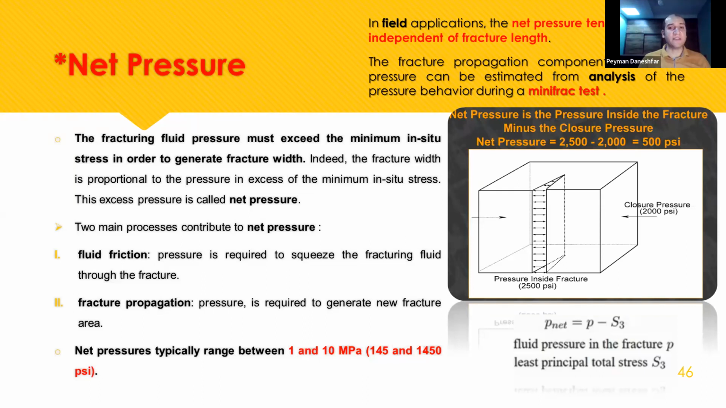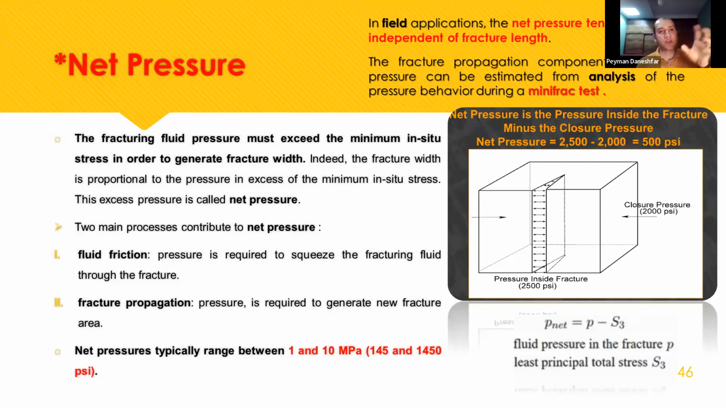So how can we find it? With this formula: net pressure equals the pressure inside the fracture minus the minimum horizontal stress. The fracture fluid pressure must exceed the minimum in-situ stresses in order to generate fracture width. Indeed, the fracture width is proportional to the pressure in excess of the minimum horizontal in-situ stress. This excess pressure is called the net pressure.